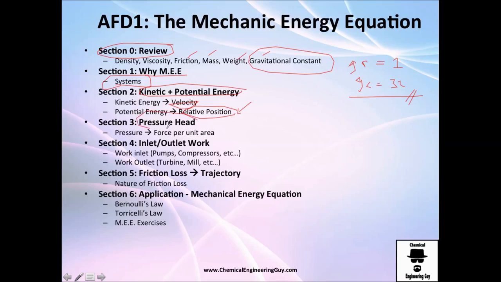The pressure head, the famous pressure head, which is force per unit area, and inlet and outlet work: how to account for pumping, compression, turbines, and so on. And we check out an overview of friction loss. It is dependent on trajectory and the nature of friction loss. Why do we have friction? And finally, we check out some examples. We do the Bernoulli's law example, Torricelli's law example, and the complete, full mechanical energy equation examples.